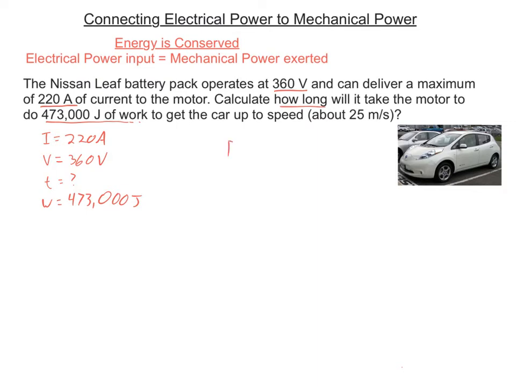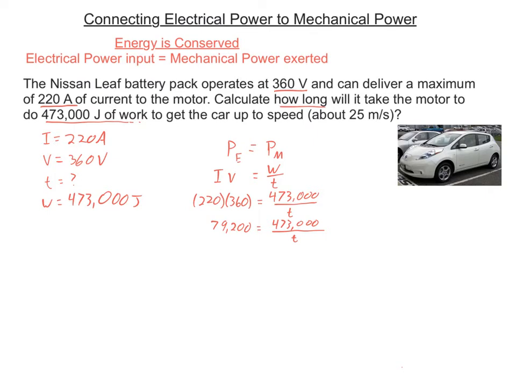Now remember, energy is conserved. That means electrical power, we'll maybe label it P sub E, equals mechanical power. And I know equations for these. Electrical power is current times voltage, where mechanical power is work divided by time. We could have used change in energy divided by time, but I chose to use work divided by time because I was told the amount of work. Now we can just simply fill everything in and do our calculation.